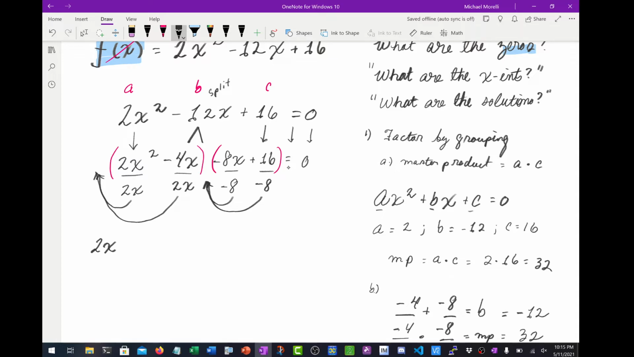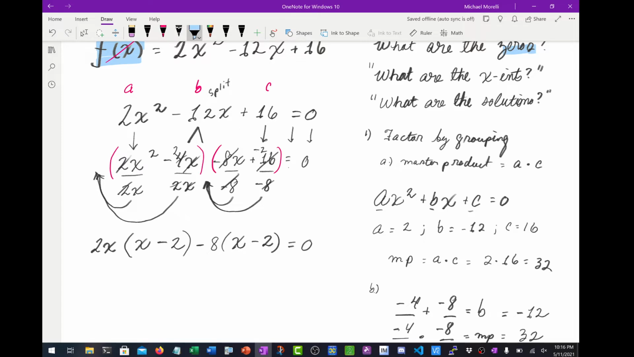I have 2x on the outside, open parentheses. These 2's cancel, and the x squared divided by x leaves me an x. And then here, the x's cancel, and the 4 and 2 reduce down to just -2. So I have x minus 2. Close parentheses. And then I have -8 sitting out front, open parentheses. And then inside, these -8's cancel, leaving behind x. And then 16 divided by -8 will be -2. So I have a -2 equals 0.